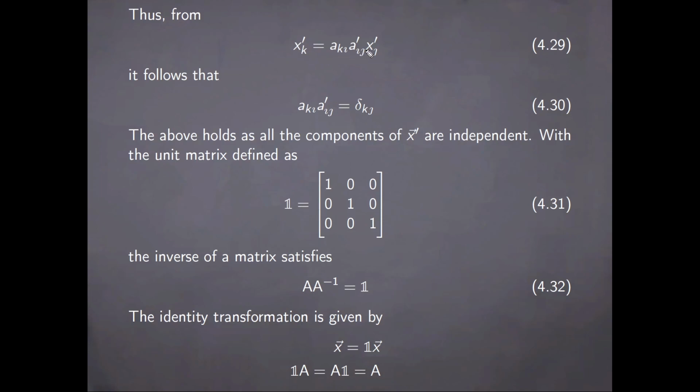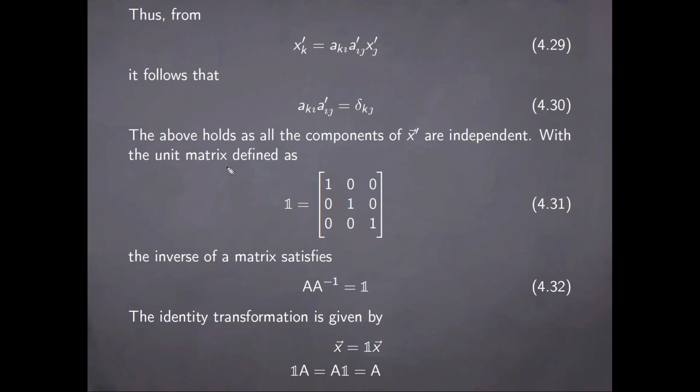So from here it follows, since the components on the left and right hand side need to be the same, that these matrix elements need to obey this kind of orthogonality condition. And this one holds because all the components of the vector written in the primed frame are independent.